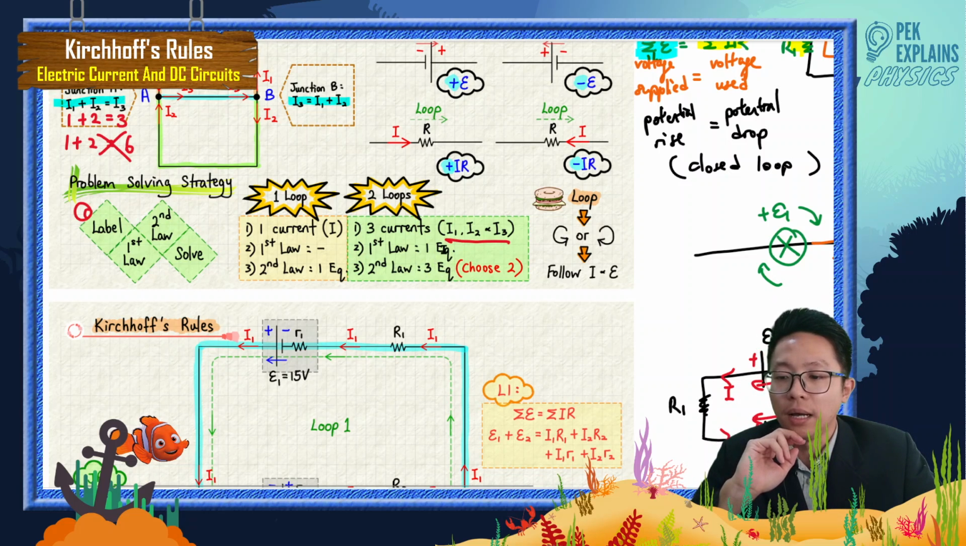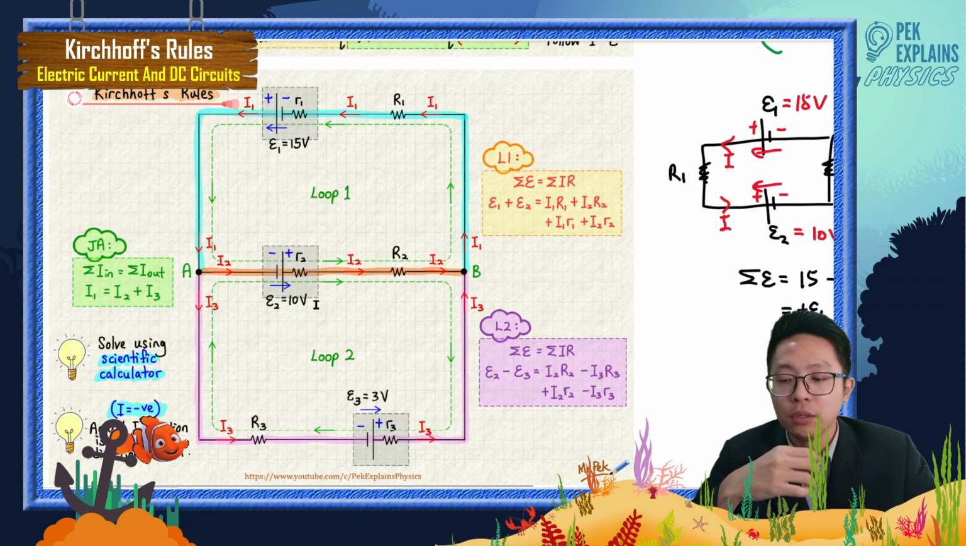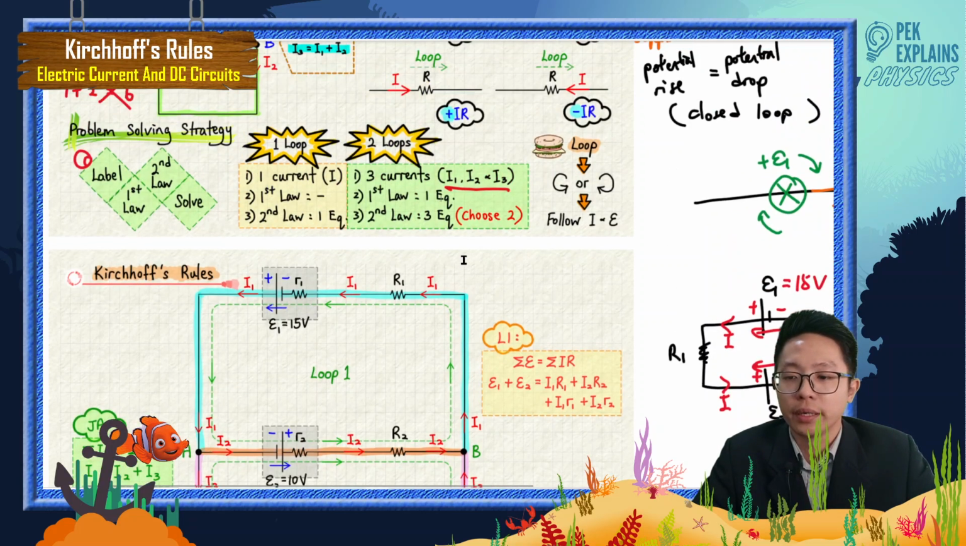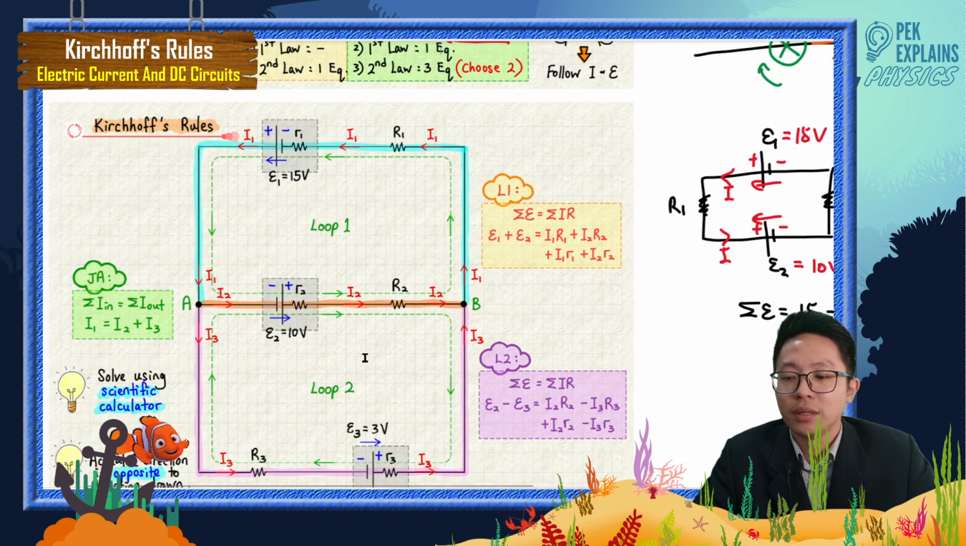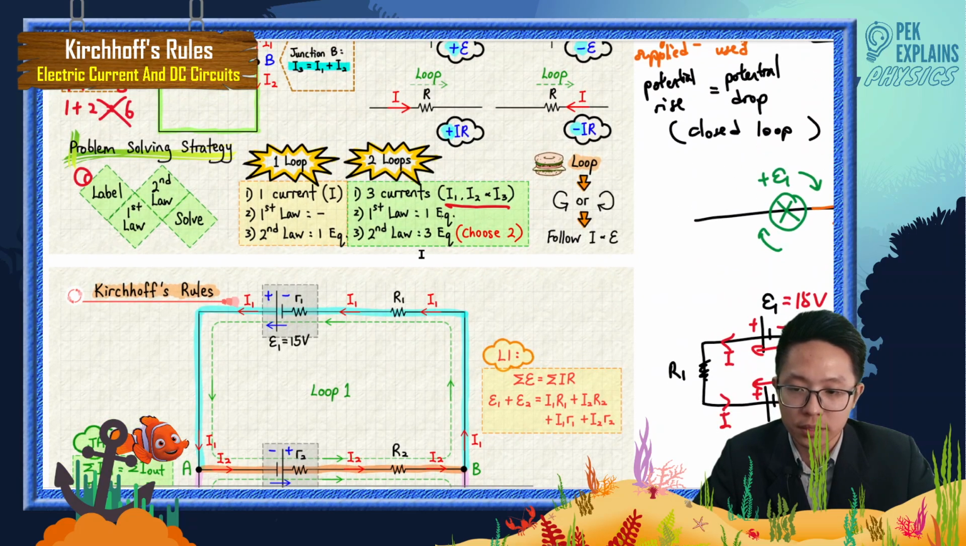So first law, choose one equation. Second law, choose two equations out of three. So there are three loops for you to choose: the upper loop, the bottom loop, or the big loop. Okay. Which loop to choose? Make a wise decision. Later, I will tell you what is meant by wise decision.